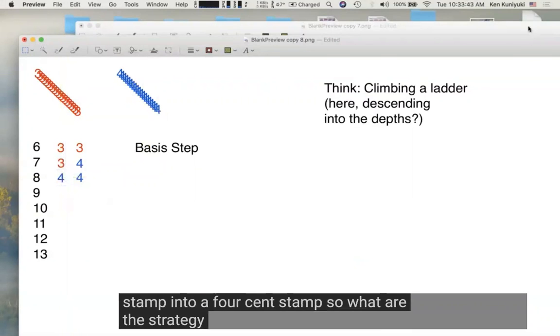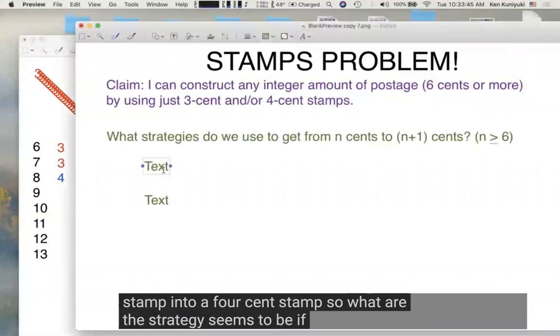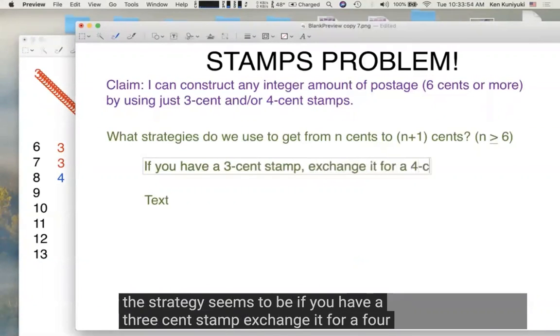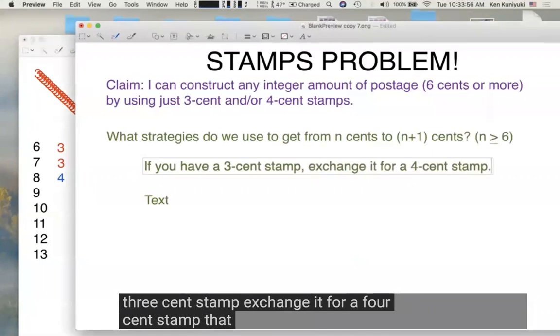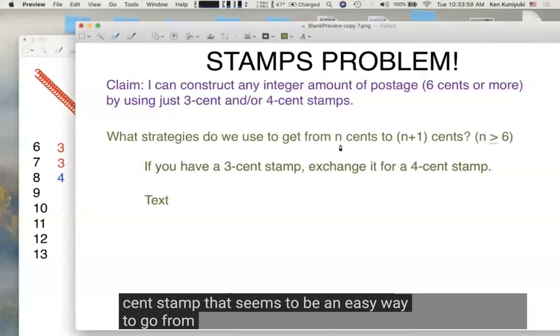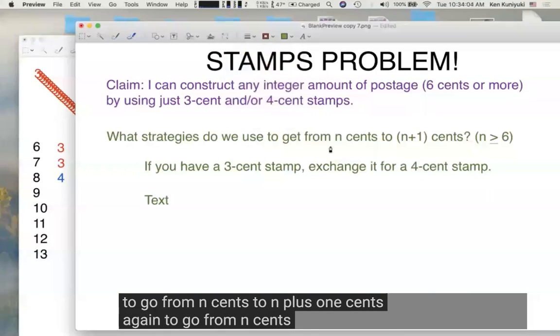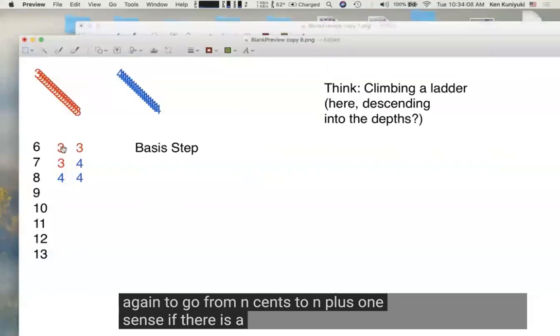So one of the strategies seems to be, if you have a 3-cent stamp, exchange it for a 4-cent stamp. That seems to be an easy way to go from n cents to n plus 1 cents. If there is a 3-cent stamp in your current configuration, trade it in for a 4-cent stamp.